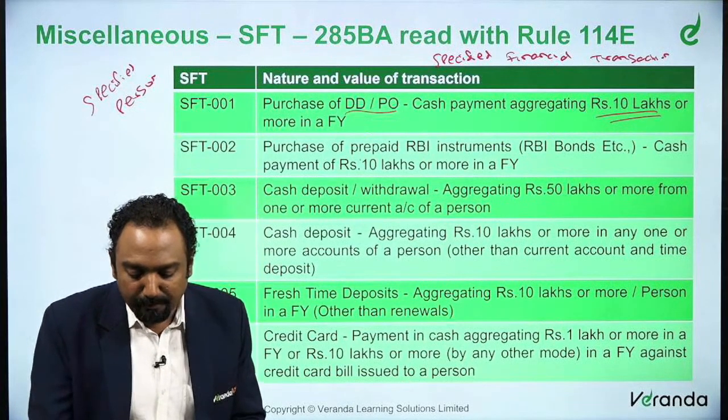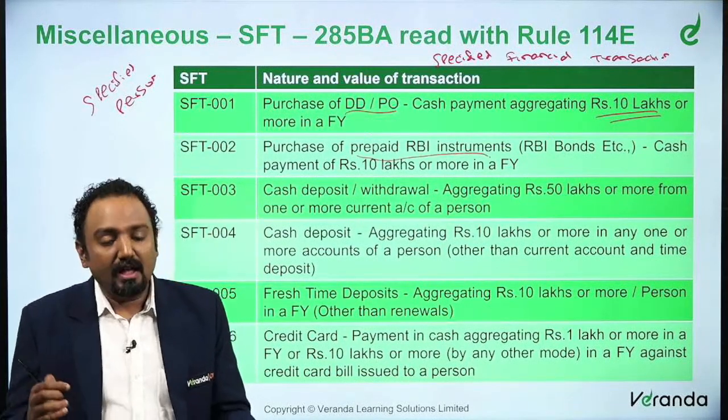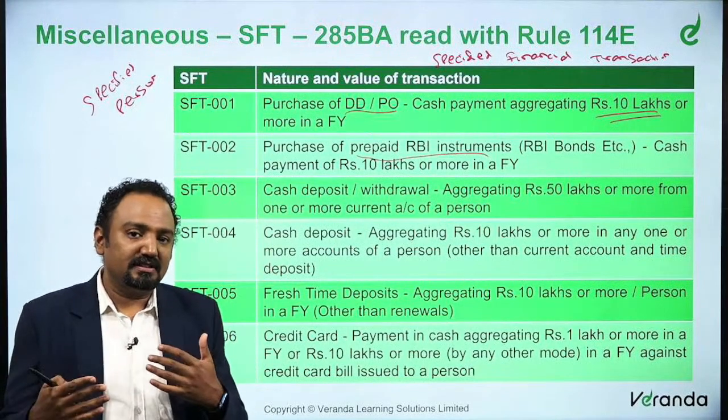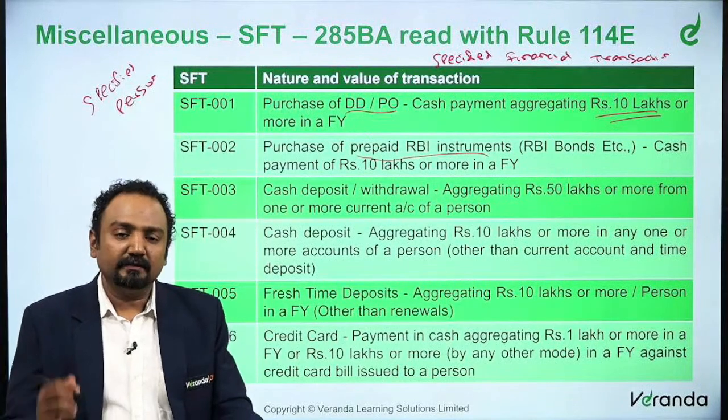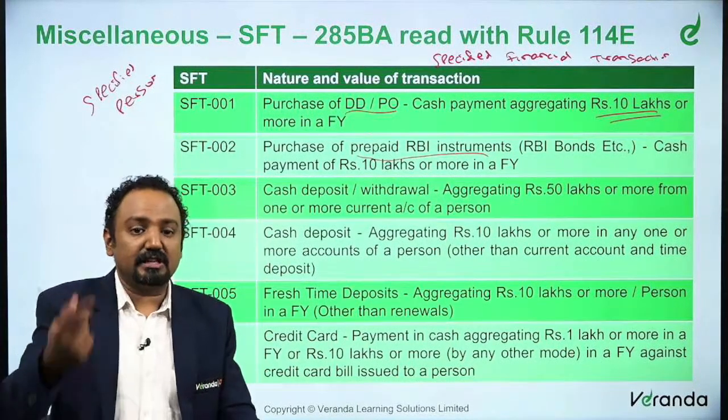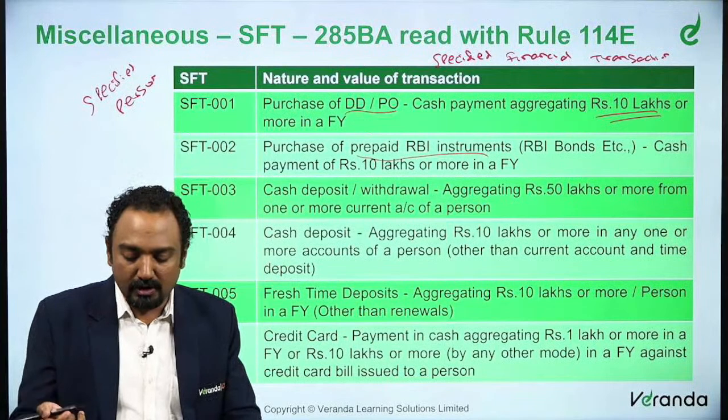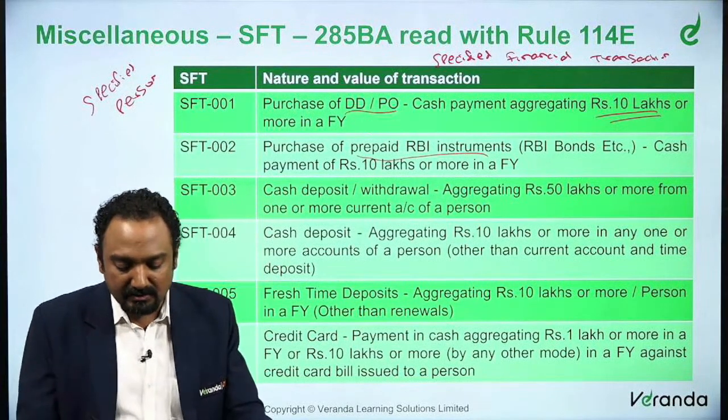Purchase of prepaid RBI instruments. So, wherever you are buying these bonds and other things provided by the RBI, if it is more than 10 lakhs or more in a financial year, such list has to be reported. Such list has to be reported by the bank. So, that is another transaction.